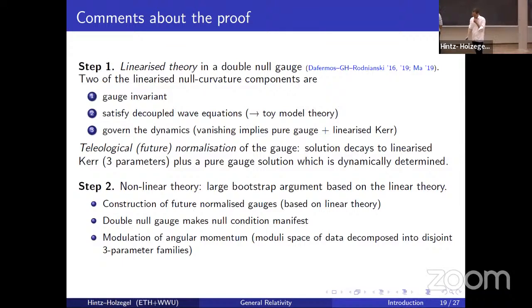A few words about the proof of this theorem. As I said, the driving force is really the linearized theory in a double null gauge developed earlier. There, two of the linearized null curvature components, these Teukolsky quantities, satisfy three important properties. First of all, they're gauge invariant, meaning that if you slightly change your double null foliation, let's say to order epsilon, then these quantities only see the change to order epsilon squared. So in linear theory, they don't see these infinitesimal diffeomorphisms.